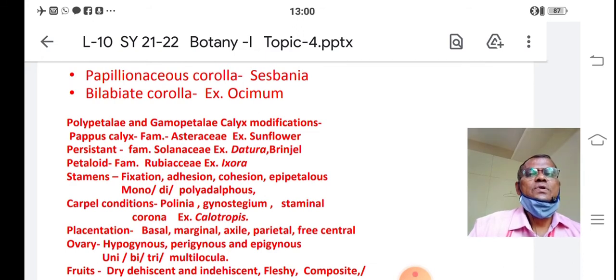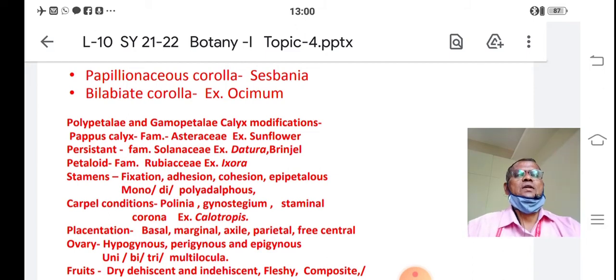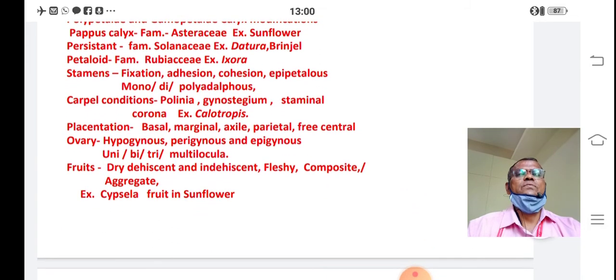आणि त्याच्यावरून आपण कार्पेलची कंडिशन सांगतो, म्हणजे बाय कार्पेलरी, ट्राय कार्पेलरी, पॉलिकार्पेलरी. आणि त्याच्यावरूनच ओव्हरीचे कॅरेक्टर सांगितले जातात. युनि लॉक्युलर, लॉक्युल म्हणजे काय, हेअर द ओव्हिल डेव्हलप. So this position, so therefore locules are there. If there is no partition, then it is called as the unilocular, bilocular, trilocular or multilocular. And lastly, morphological character, the fruits are there.